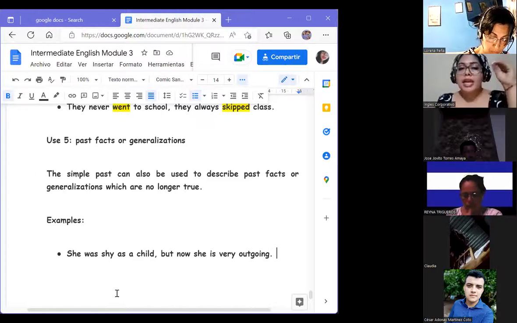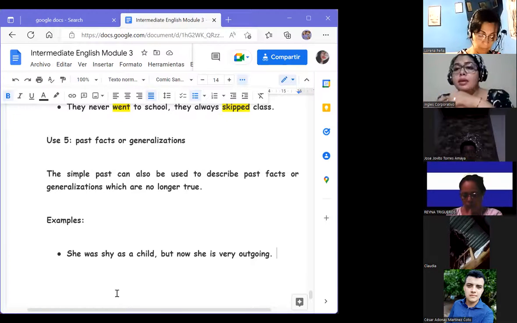Entonces, de pequeña era tímida, that is the word, tímida, pero ahora es bastante sociable, ¿verdad? Que le gusta mucho socializar o conversar con las personas. So, in that case, it's something that is no longer true.